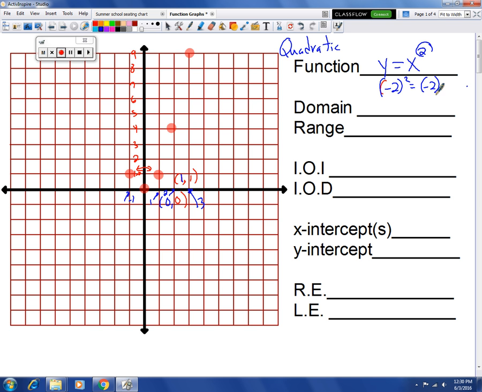Which means -2 times another -2, and that's a +4. So on the x-axis -2, on the y-axis +4. Where they meet, there's another dot. Again, it's symmetric with this point over there. Those two are symmetric. And let's do one more.